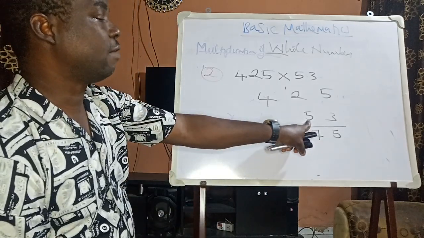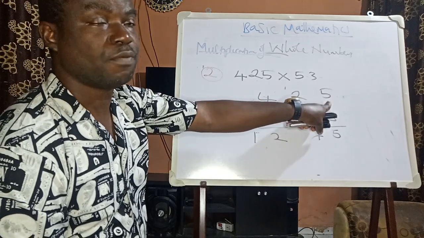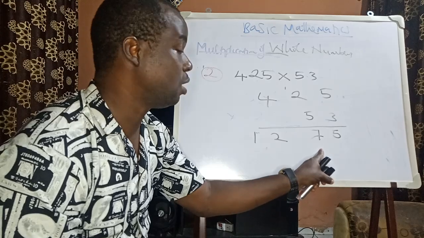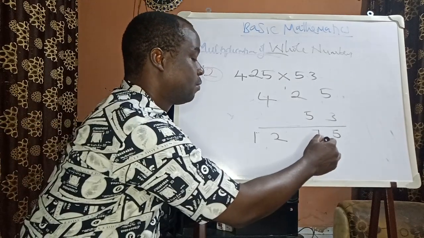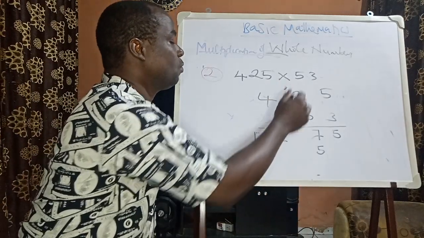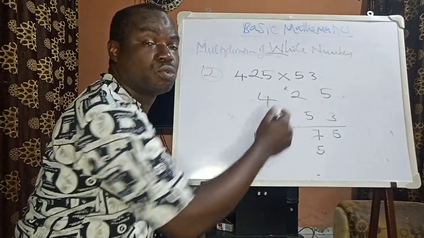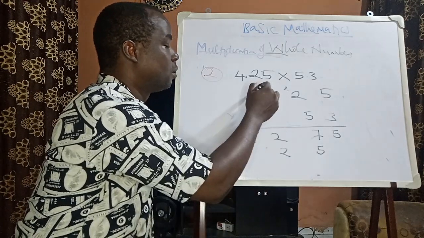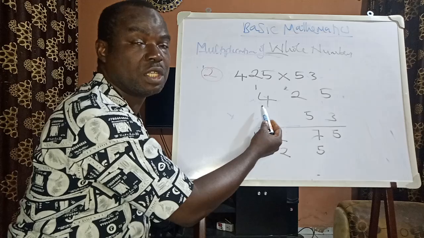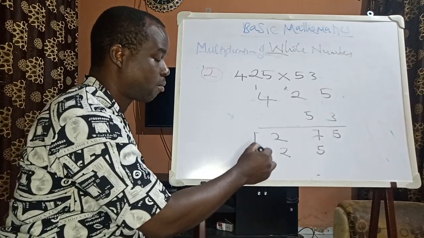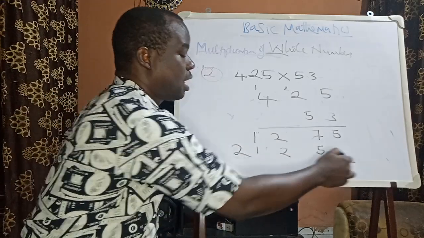Then let's now go to 5. 5 times 5 is 25. You start writing it from under 5 here. 5 times 5 is 25, which means we're going to write 5 and we'll carry 2. 5 times 2 is 10 plus 2, 12. So we'll put 2 here and carry 1. Then 5 times 4 is 20 plus 1, 21. So we'll put 1 here and write 2.